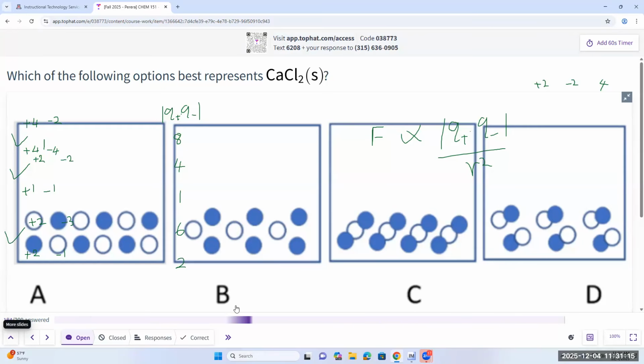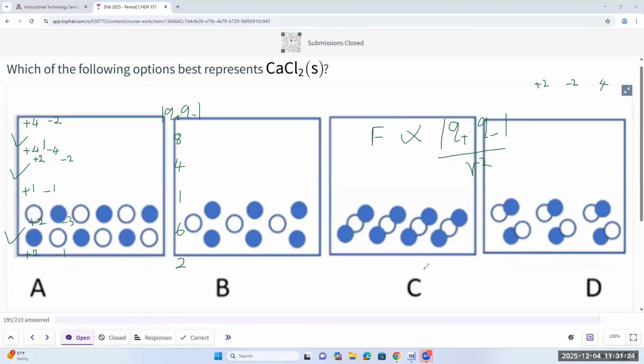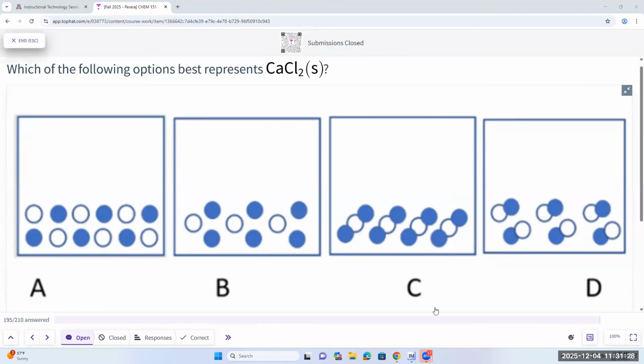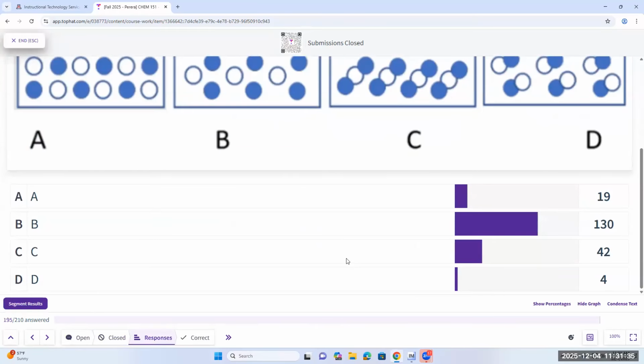All right, I'm going to close this question in 5, 4, 3, 2, and 1. Okay. All right. Let's see your answers first. I have a good feeling about this.